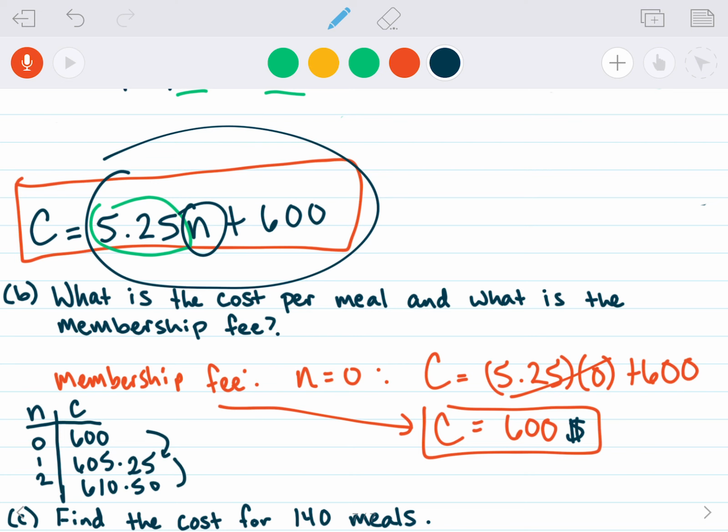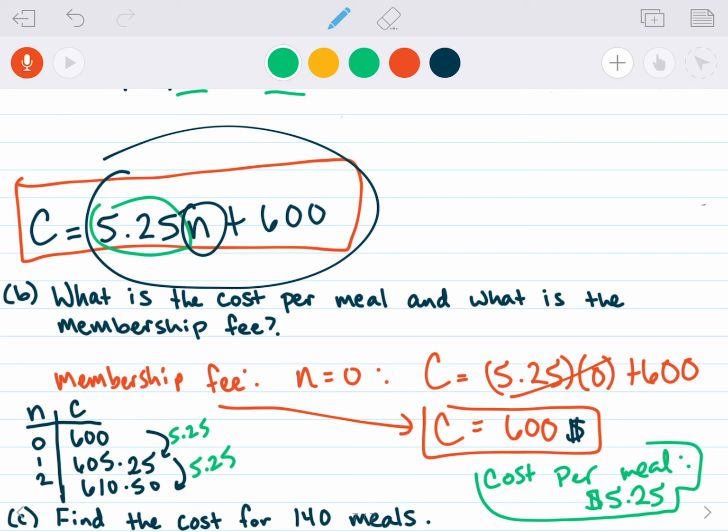All right, and you can see what's happening, right? We're going up by $5.25 for each meal that you get, right? This is the number of meals. We're going up by that much. So the cost per meal is going to be the slope. It's going to be $5.25. Not a bad deal. Okay, so membership fee is 600, which was the y-intercept. Cost per meal is $5.25.